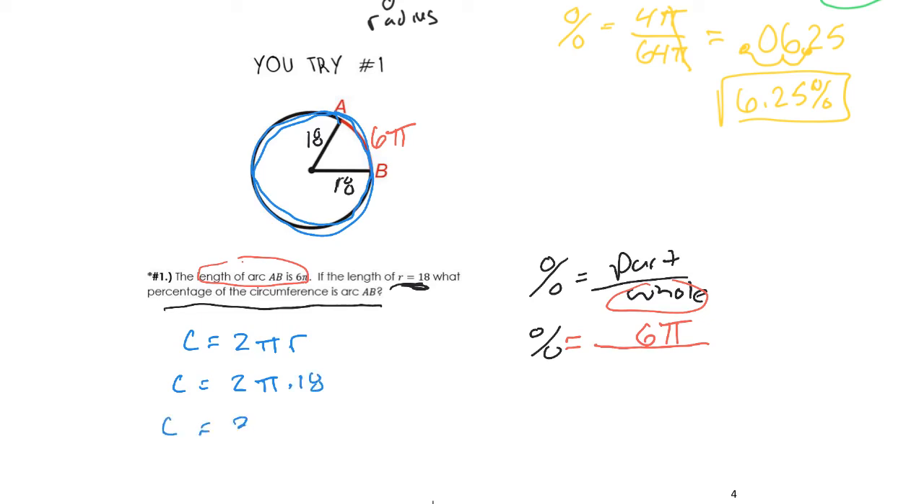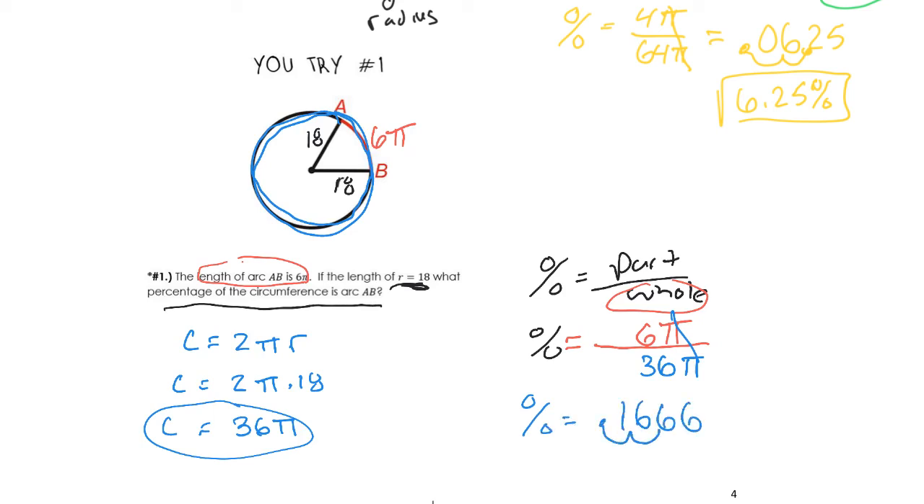2 times 18 is 36. So my circumference all the way around is 36 pi. So that's my whole way around. To figure out the percent, 6 divided by 36, the pi's cross off. 6 divided by 36 is 0.1666 repeating. Move it to the right twice. That is 16 point, let's round to 17%. That's how much of the circle that arc is all the way around.